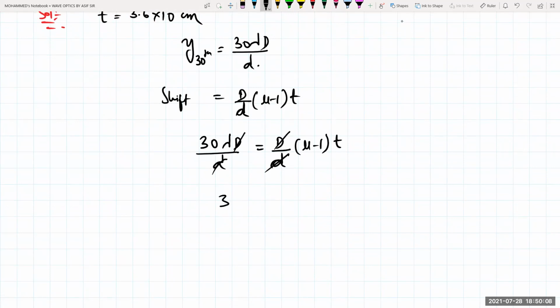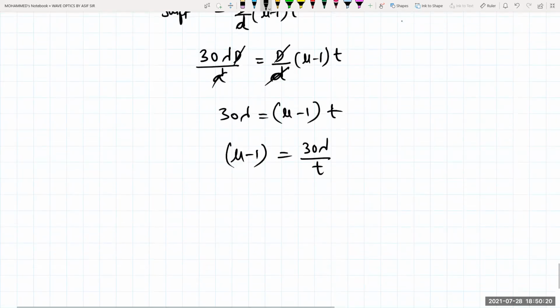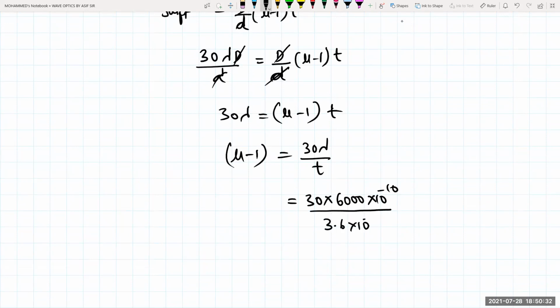30 into lambda is equal to mu minus 1 into thickness. Here the refractive index is mu minus 1. So mu minus 1 is equal to 30 into lambda divided by t. So mu value will be equal to how much? 30 into 6000 angstrom, that is 6000 into 10 to the power of minus 10, divided by thickness, which is 3.6 into 10 to the power of minus 5 centimeters again.